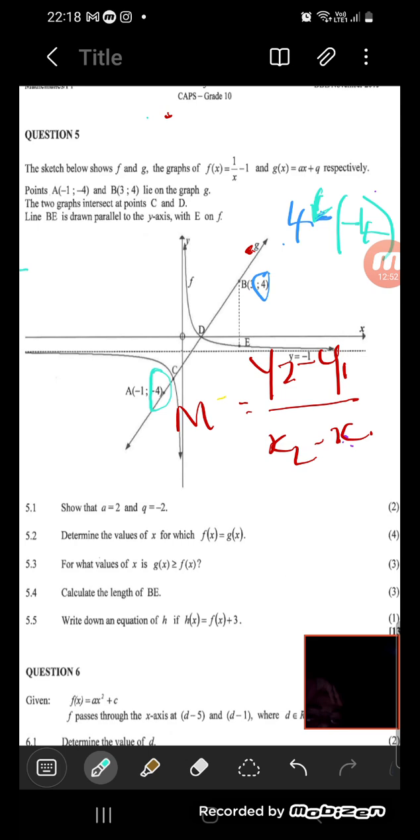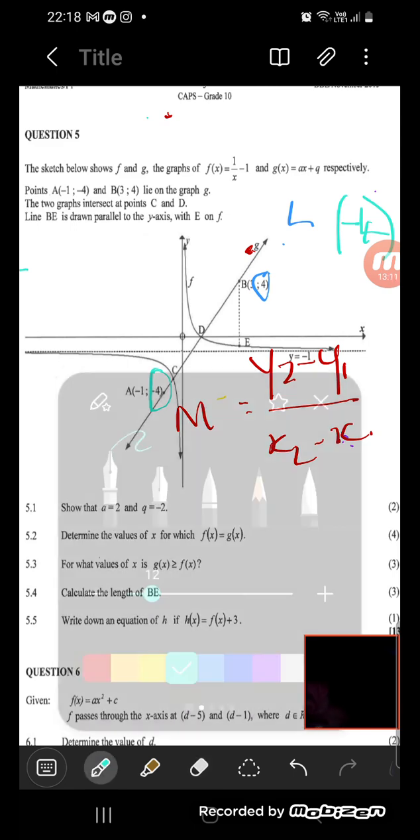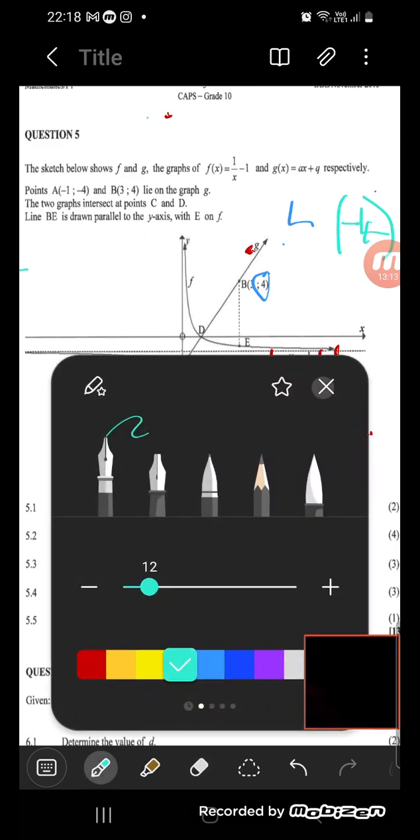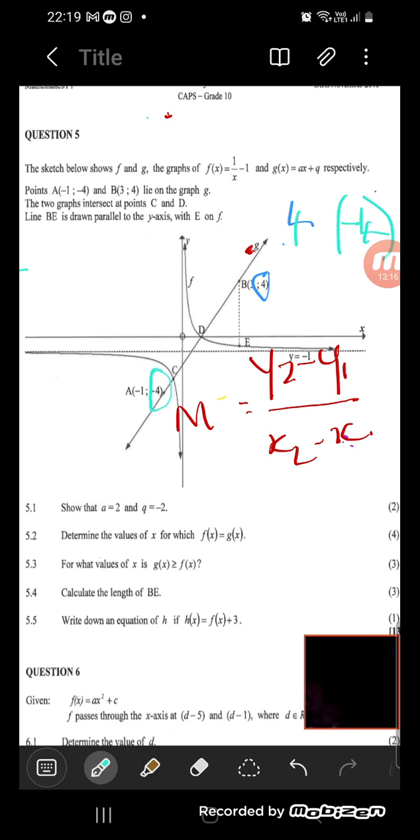But if you left out this minus, you would have said 4 minus 4, it's 0. The gradient is 0. That's nonsensical. How can the gradient be 0? Even at a point somewhere, gradient has got to be something. So please, for the love of all that is holy and good, keep your minus in there. Okay, so 4 minus 4, which is 8.